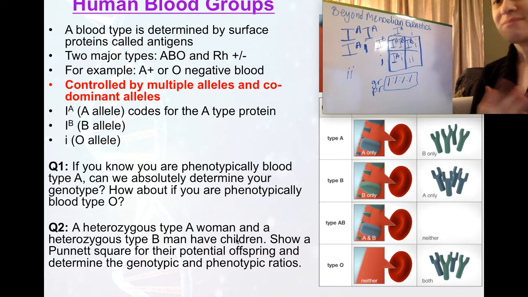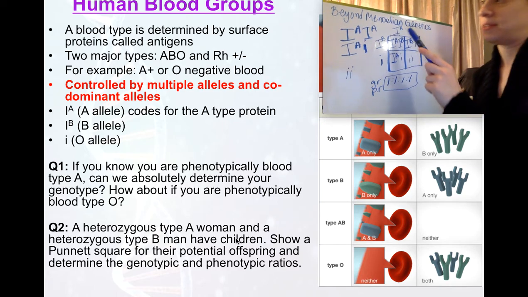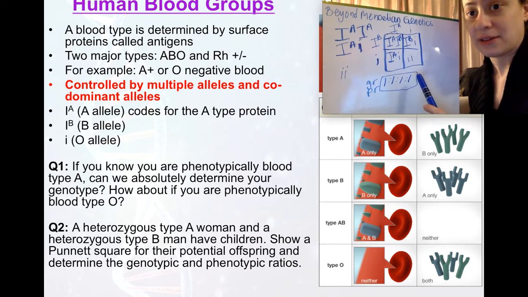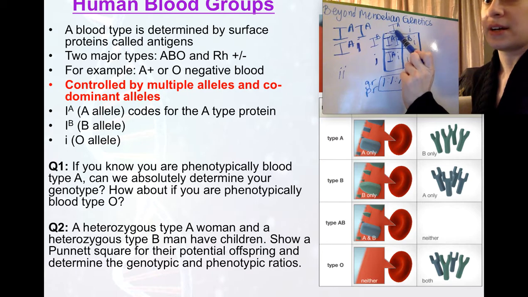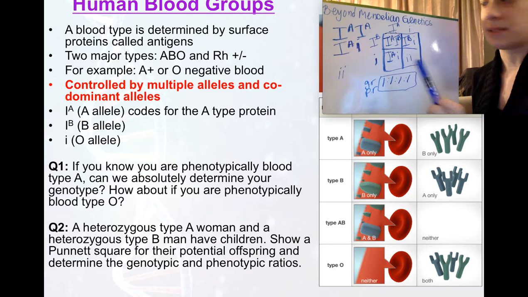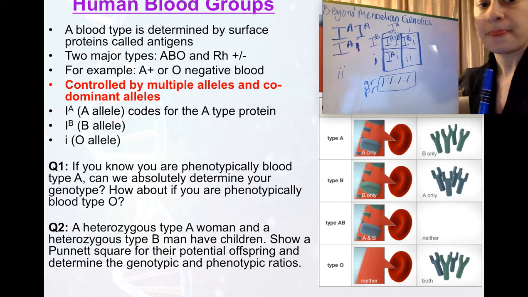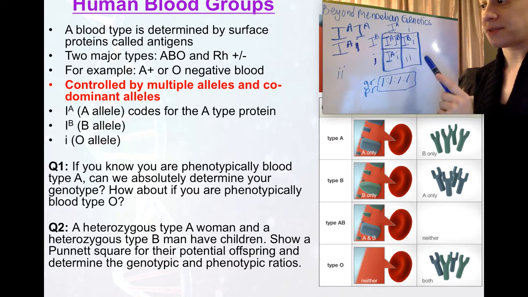A heterozygous type A woman and a heterozygous type B man have children: show a Punnett square. And so we did that, right? If you are a heterozygous A woman, here is capital I A, recessive i. If you're heterozygous B, here's capital I B, lowercase i. And then the Punnett square is here.